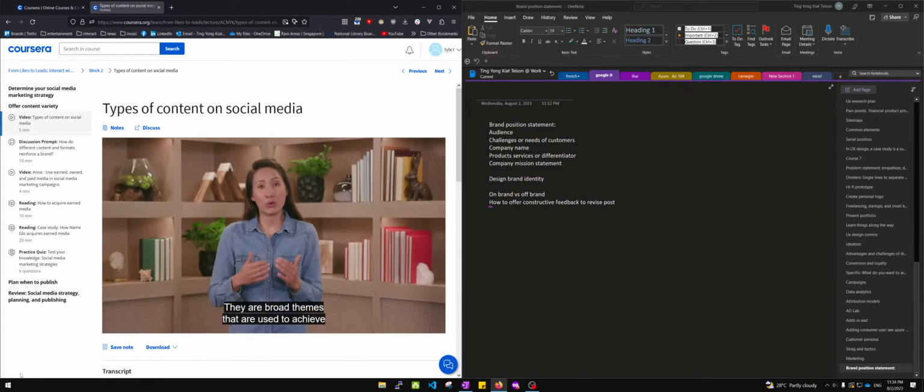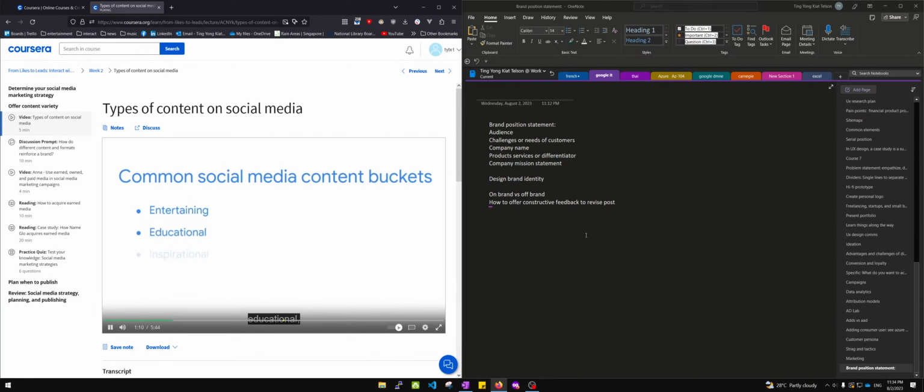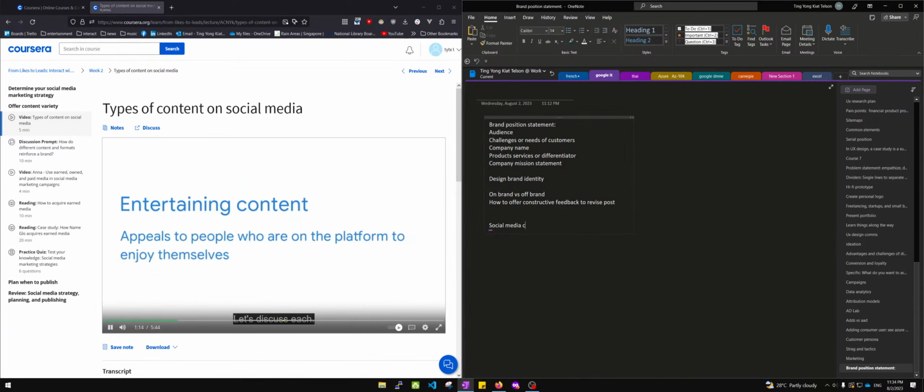They are broad themes that are used to achieve a particular goal or to make your customers feel a certain way. These themes address different aspects of your business and target audience. Common social media content buckets include content that is entertaining, educational, inspirational, conversational, and promotional. Let's discuss each.